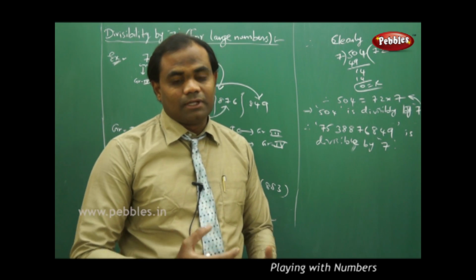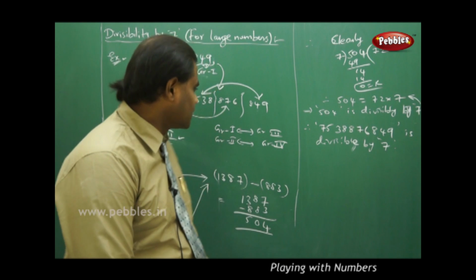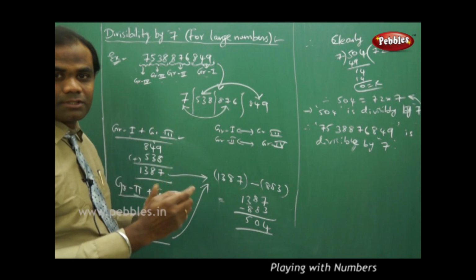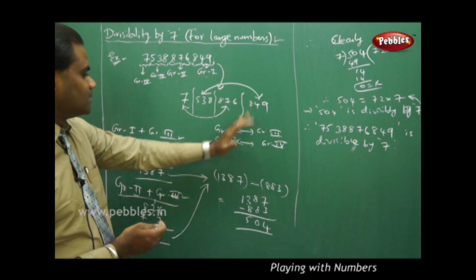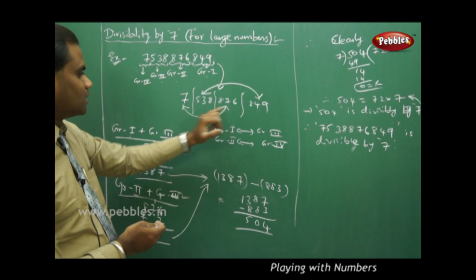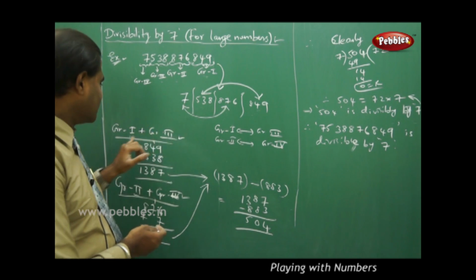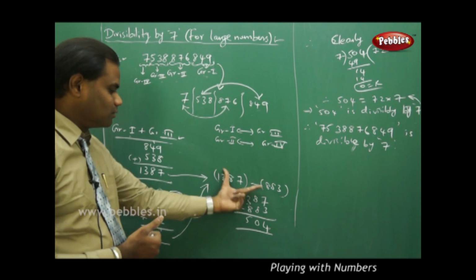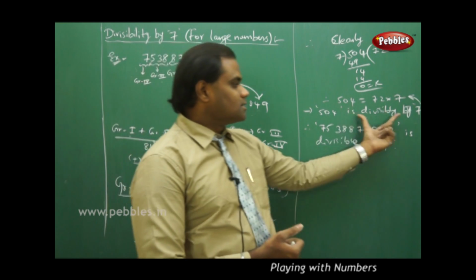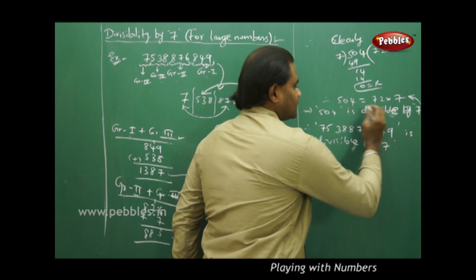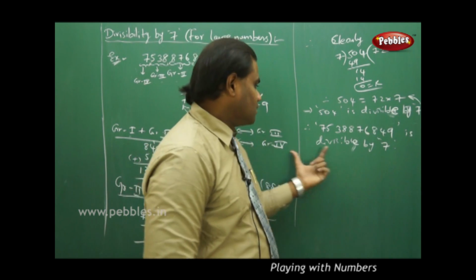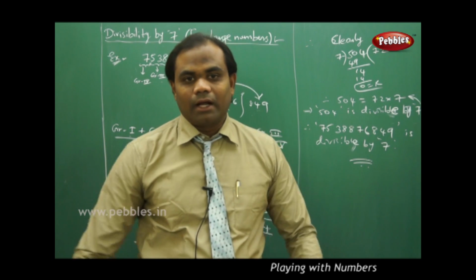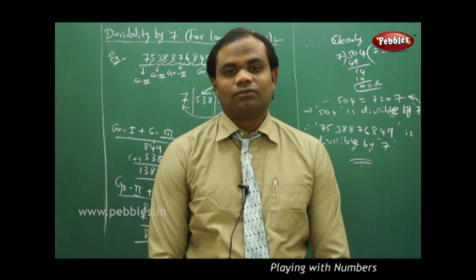So divisibility by 7 for large numbers is taken into consideration with step 1, where we group them in 3 digits taken together from right to left, and each of the groups taken from right to left, group 1, group 2, group 3 and group 4. I add the first and the third group, then add the second and the fourth group, then I subtract the values, and the number is obtained. If this is divisible by 7, then my whole number is said to be divisible by 7, is how I understand the divisibility by 7 for large numbers.